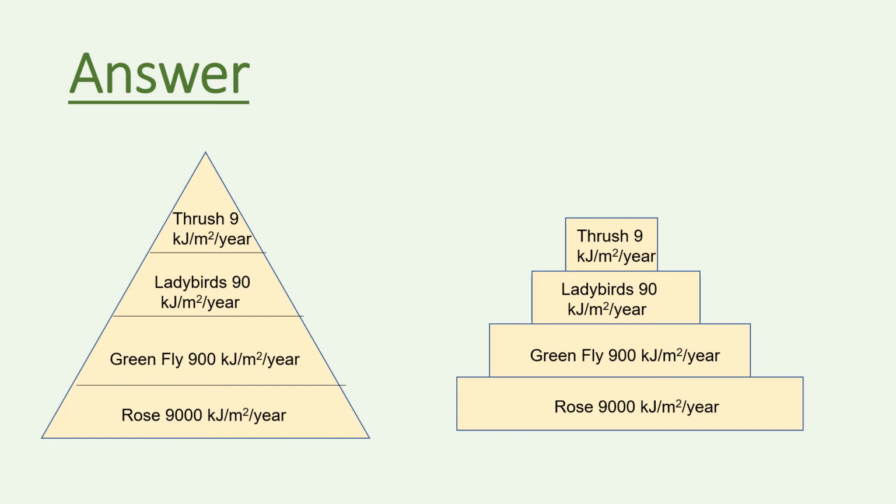And then for the secondary consumer, ladybirds, there would only be 10% passed to them, so again you divide it by 10, so it would be 90 kilojoules per meter squared per year. And then finally for the thrush, it would be 9 kilojoules per meter squared per year. So well done if you managed to get these diagrams correct. If not, go back and look at this video again.